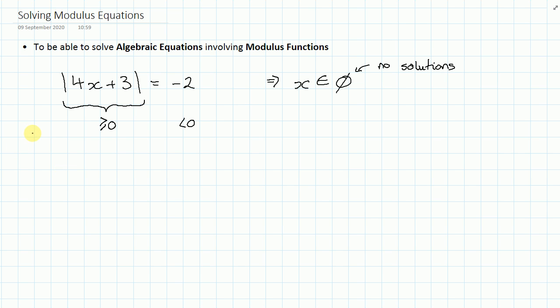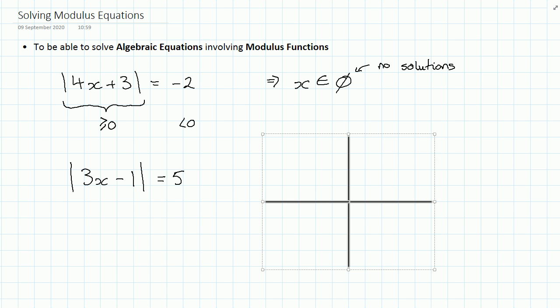Okay, so we'll consider another example. Let's say we've got |3x - 1| = 5, and you could sketch the graph, and graphically you could find the solution to that. How many solutions do you think there are originally? If it was 3x - 1 = 5, you would find one solution. But remember, we've got a modulus function which can give us multiple values. So I'll just do a quick sketch of the graph to review what's going on.